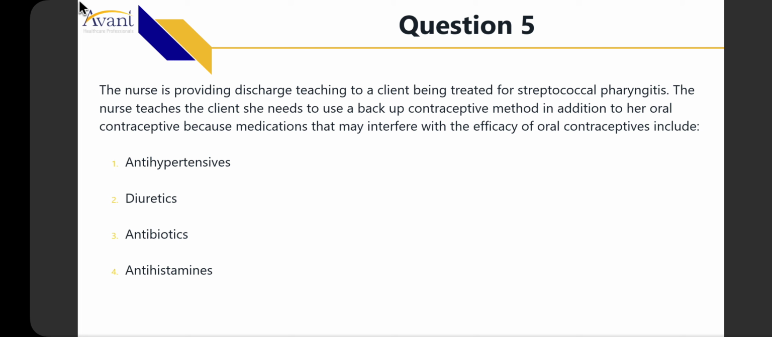Okay, let's see how you guys did. It says here the nurse is providing discharge teaching to a client being treated with streptococcal pharyngitis, and the nurse teaches the client she needs to use a backup contraceptive method in addition to her oral contraceptive because medications that may interfere with efficacy of oral contraceptives include. Okay, so this is one of those, like I said, knowledge questions. You either know it or you don't. But let's take a look at some cues or clues. So we're looking at the fact that the patient is being treated for streptococcal pharyngitis. How do we treat strep? How do we treat it?